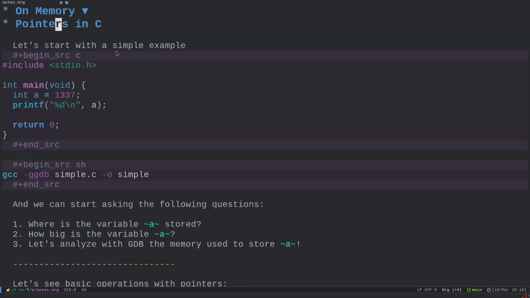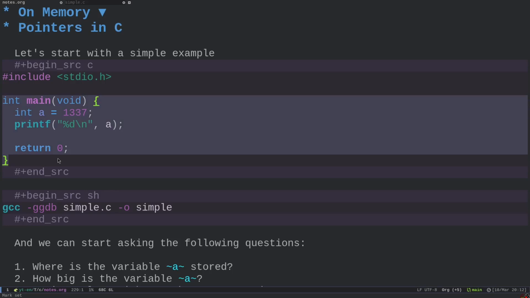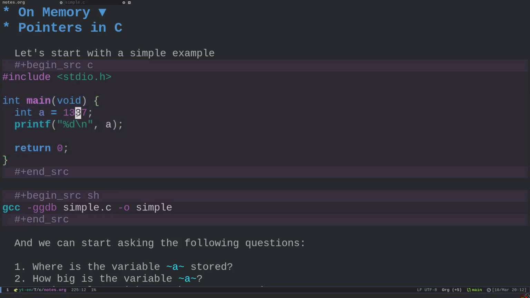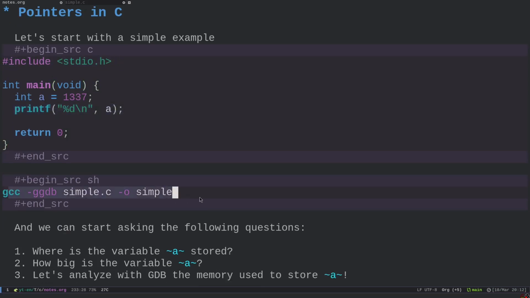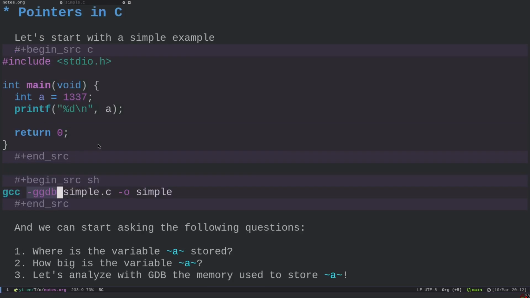At this point, we can actually see some C code. Let's consider this extremely simple example. Here we have a simple program that prints an integer. This integer is defined in the local function of main. And here we include stdio to just do a printf. We can compile this code with GCC and add the debug information so that we can debug it with GDB. Now, to get familiar with pointers, let's get familiar with memory in a C program.